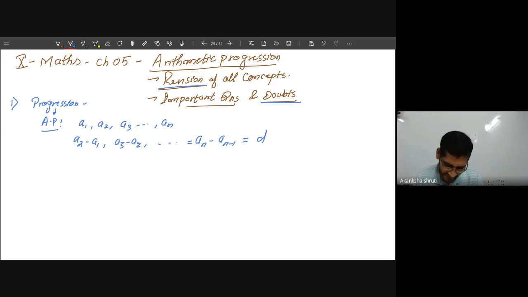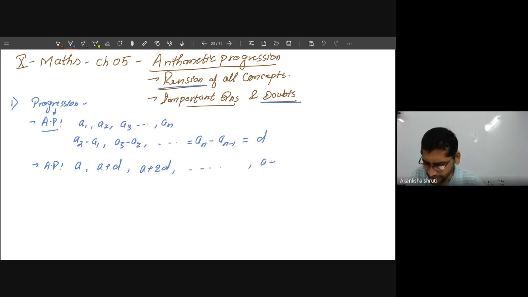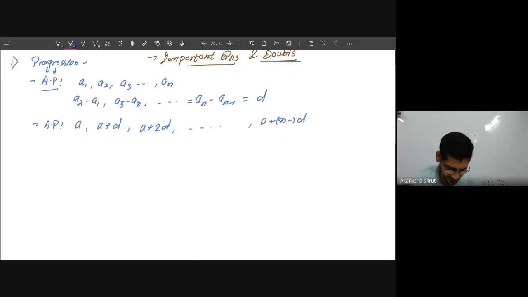Based on this definition, the alternate form of AP is defined: if the first term is A, the next term will be A plus D, the next term will be A plus 2D, going on, the nth term An will be A plus (n minus 1) D. So this was the important concept. By applying this, the successive difference is constant. So many questions are framed, and again by applying this, the concept that emerges is the nth term.